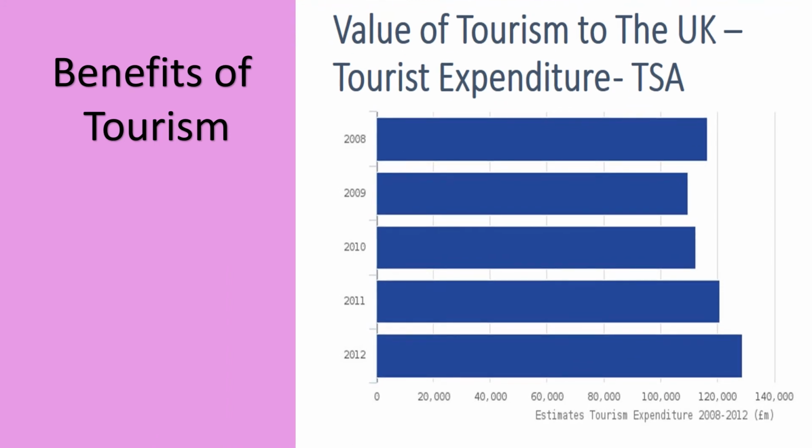If we look at the value of tourism in the UK, we can see that it's increasing in terms of tourism expenditure. It's increasing all the time. So it's already up over 140 million, almost between 120 million and 140 million between 2008 and 2012. So we can see the amount that is being spent in terms of tourist expenditure. That's just tourist expenditure in the UK.